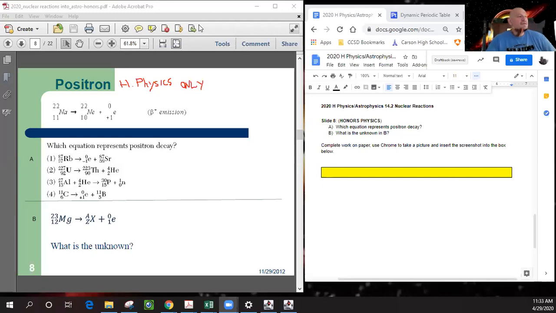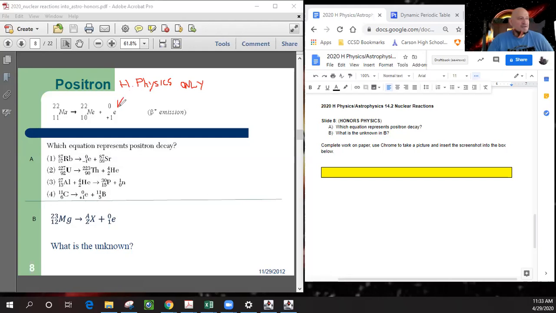Okay, class, for this last part, slide number 8 pertains only to honors physics. So astrophysics people, you are completed. Make sure you submit your assignment, and that is it. And now I'm only talking to honors physics people. So for honors physics, we're now going to talk about the positron. So here's positron. And what the positron is this particle right here.